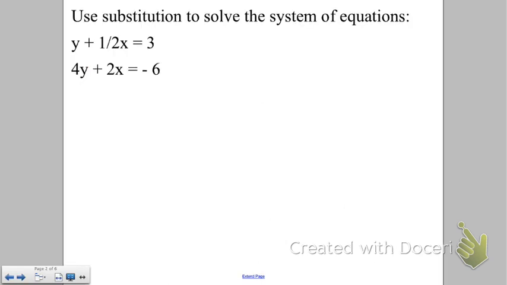Use substitution to solve the system of equations. y plus 1/2 x equals 3, and 4y plus 2x equals negative 6. Take a second to copy down the question.